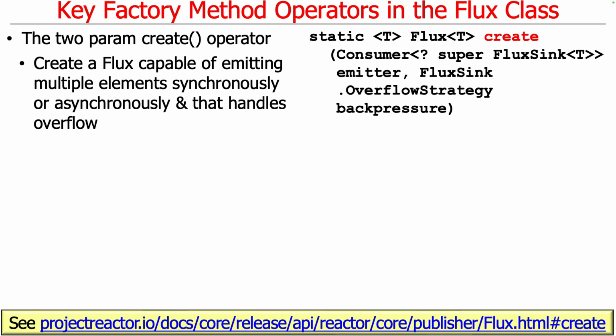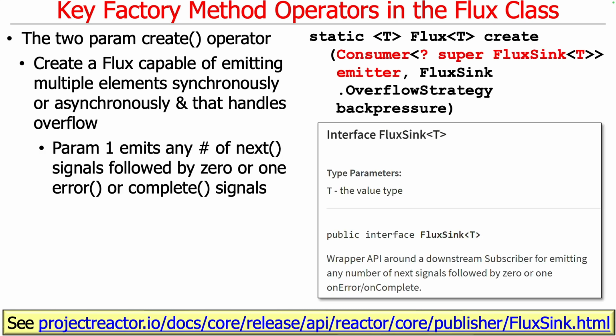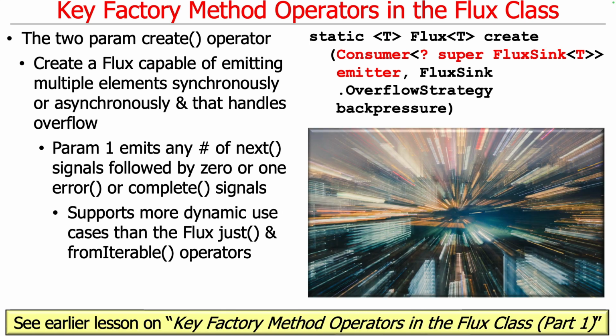This two-parameter version creates a flux that can emit multiple elements, either synchronously or asynchronously. And it also has a parameter that can be used to designate the overflow strategy. The first parameter, which is a consumer to a flux sink called an emitter, will emit any number, 0 to infinity, of next signals, followed by 0 or 1 error or on complete signals. And this flux sink is the means by which that is done.